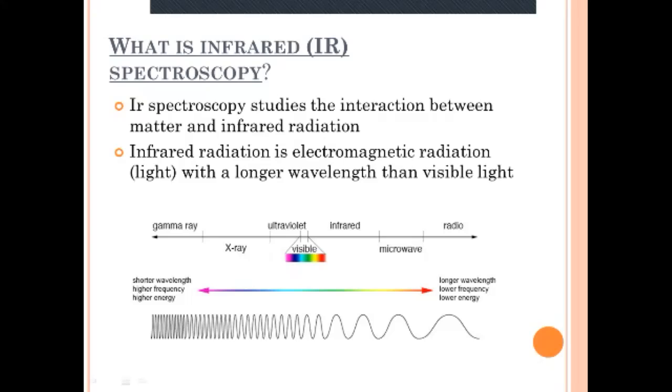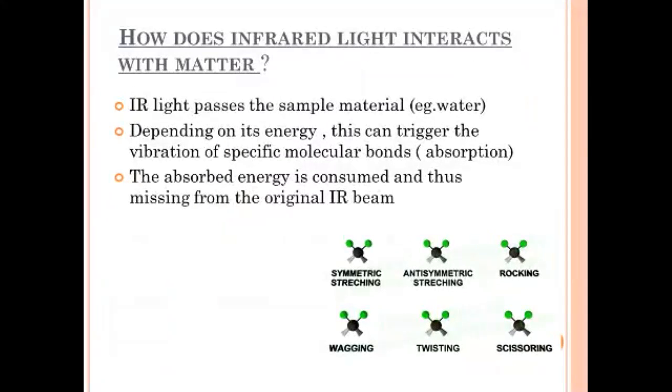As mentioned before, infrared light interacts with matter, but how exactly? Well, first infrared light passes through the sample. In our case, it is an exemplary water molecule. Depending on energy level, this light can trigger vibration in specific molecular bonds, which is called absorption.